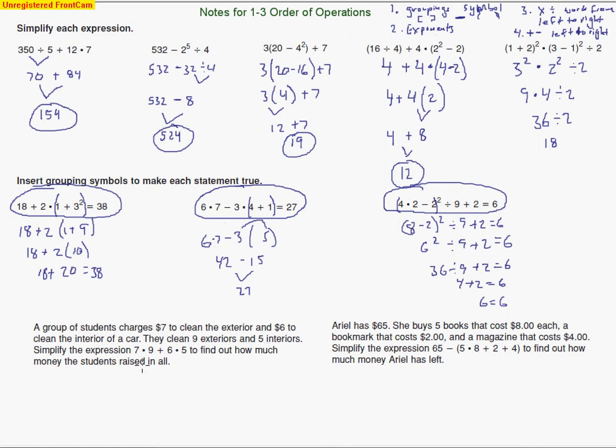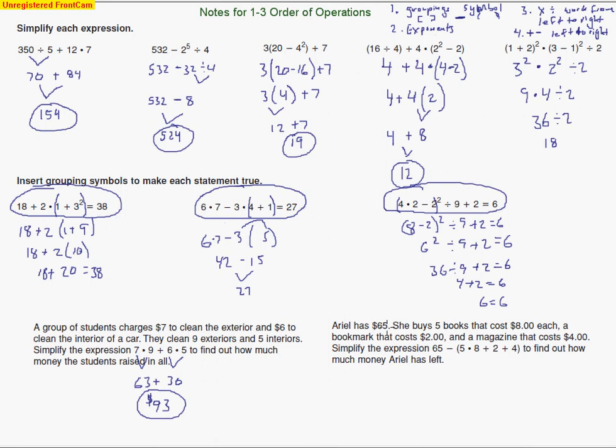So let's do that work. Let's go ahead and figure out how much money they raised. So let's multiply these two terms. Makes 63 plus, multiply those two, we end up with 30. We add that stuff together, and that gives us $93 is the amount that they ended up making. Let's take a look at our next one.